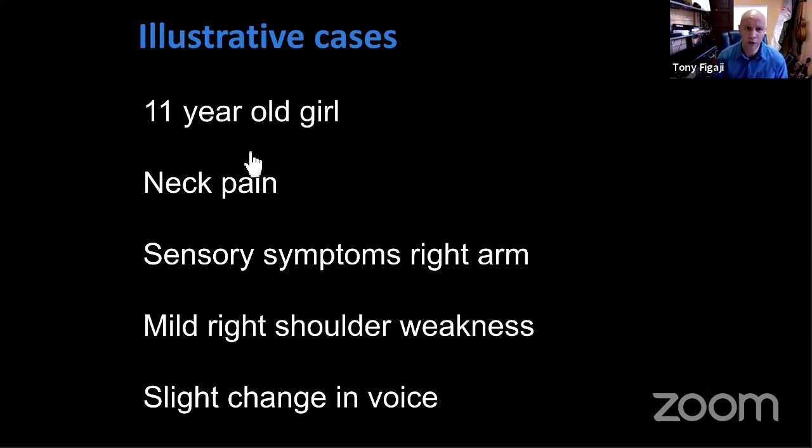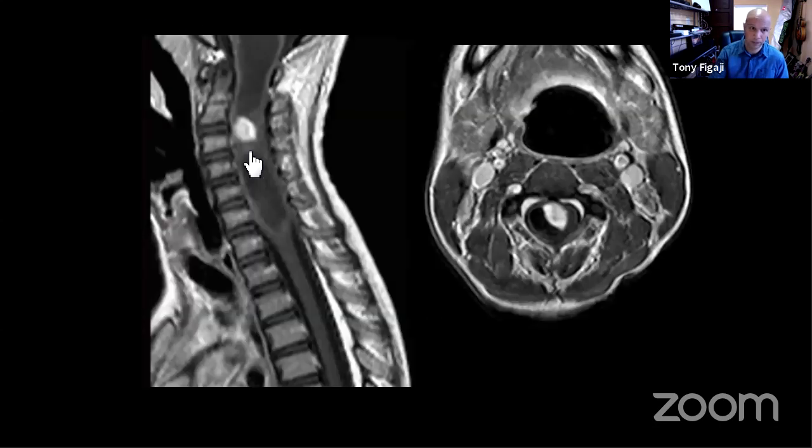So I want to show you a few illustrative cases, and each of these cases will demonstrate something different about the surgical technique. The first is an 11-year-old girl. She presented very well, but just with neck pain, with some sensory symptoms in her right arm, a little bit of right shoulder weakness, and a slight change in her voice.